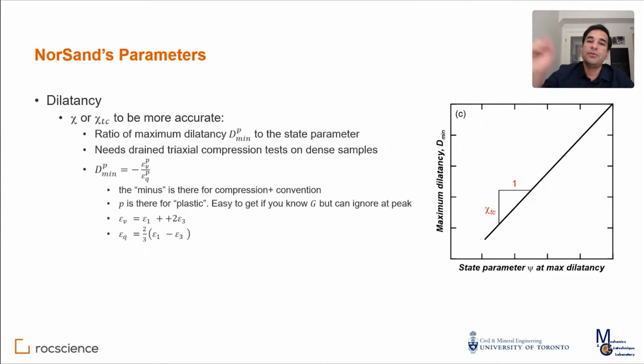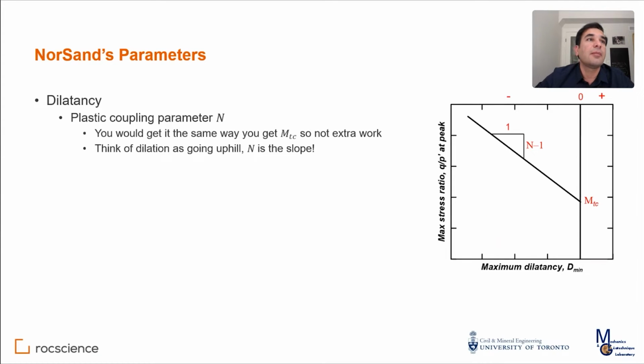And you plot a few of these and you fit a line to them, and that's how you get chi. I'll show you an example in a couple of minutes. Then you have the plastic coupling parameter N. You would get it the same way you get M, the friction ratio, so it doesn't really require extra work or extra data.